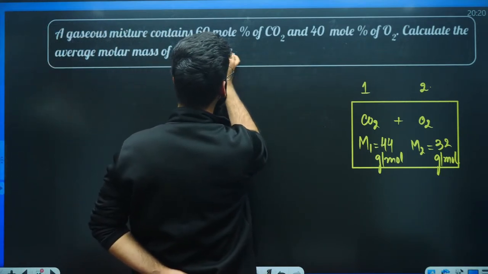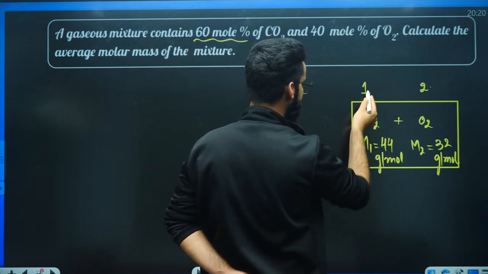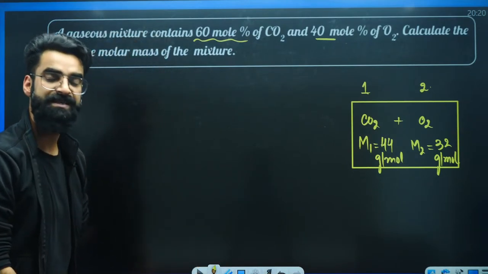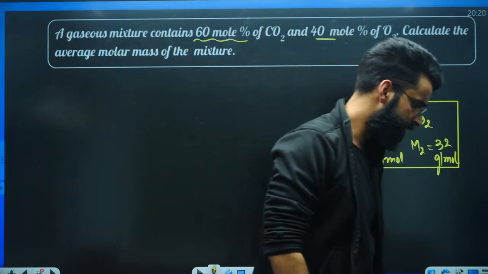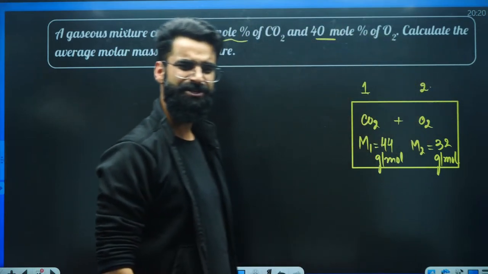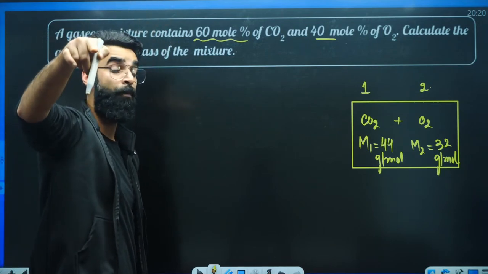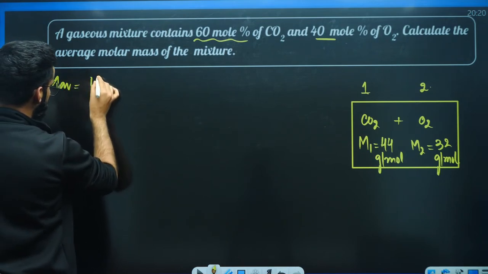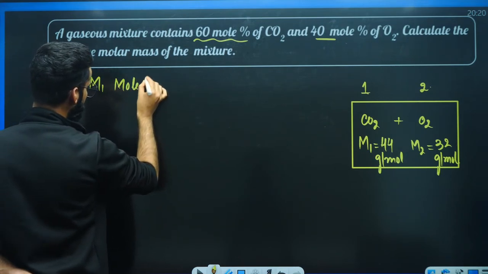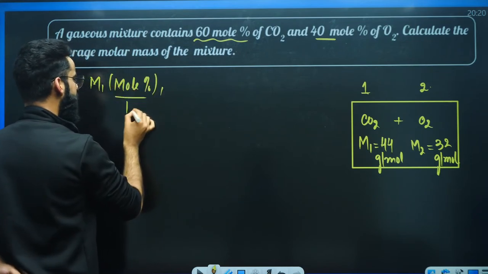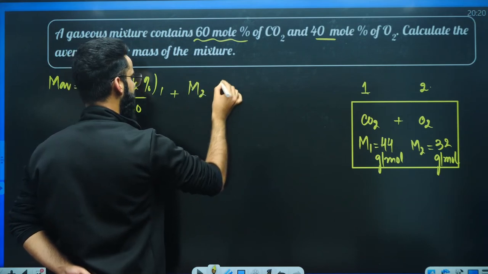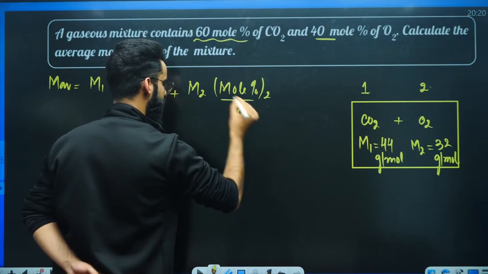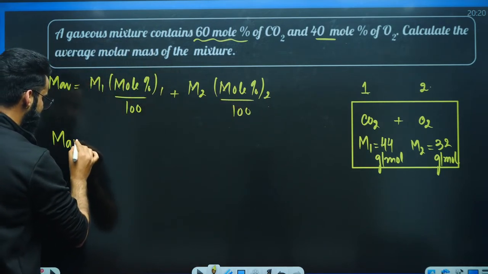Now, am I given the mole percentage of carbon dioxide? Yes. Mole percentage of gas 1 is given, and even mole percentage of gas 2 is given. And what are we supposed to calculate? The average molar mass of the mixture. So which expression will I be using? I gave you one expression in terms of mole percentage, so I'll be using that result only. Average molar mass of the mixture is equal to M1 multiplied by mole percentage of gas 1 divided by 100, plus M2 multiplied by mole percentage of gas 2 divided by 100. Correct, dear students?